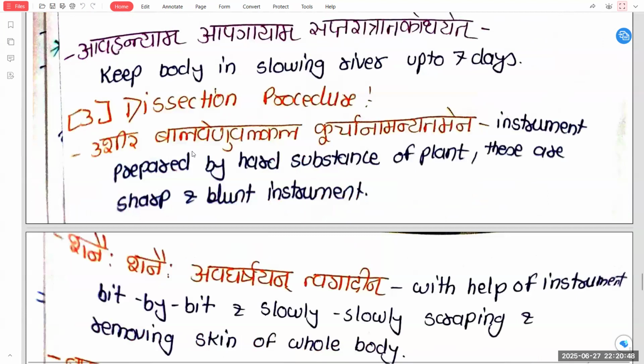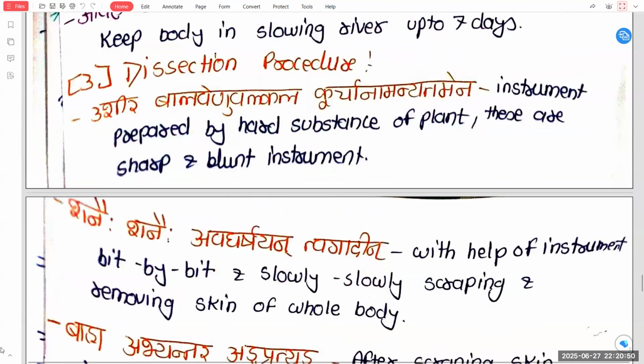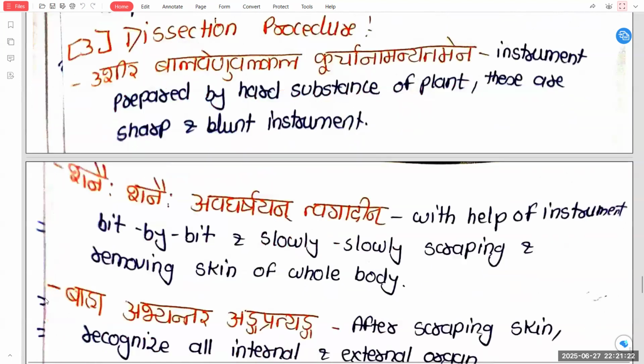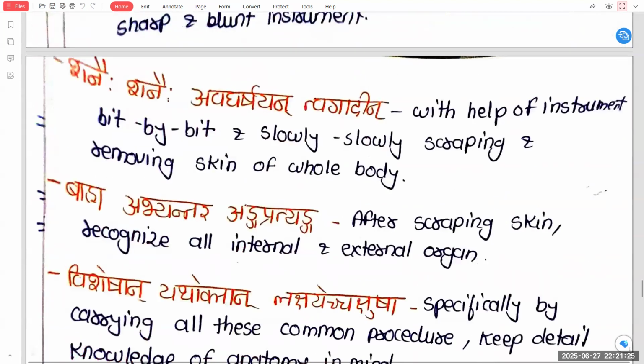The third and the main step, that is the dissection procedure. Ushir, Bal, Venu, Valkala, Kurcha Nama Anyatamena. Instruments prepared from the hard substance of plants like Ushir, Balavenu, Valkala. Okay, Kurcha means instrument. It is a type of instrument made from such herbs, which are sharp and blunt instruments. Okay, so a combination of sharp and blunt instruments should be made. And then using those instruments, what should one do?